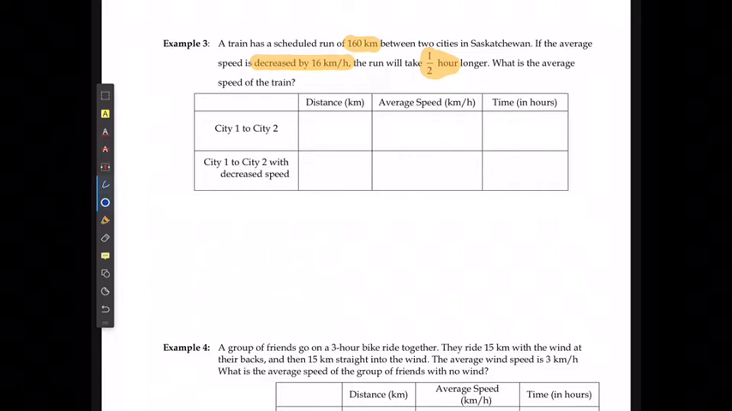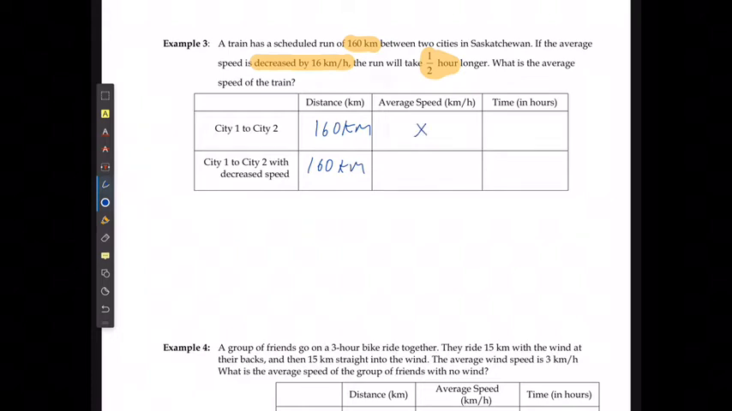Well, once again, they both have the same distance. Going from city 1 to city 2 is going to be 160 kilometers, no matter which way you're doing it. The average speed, well, this one has an average speed that I don't know of, x.